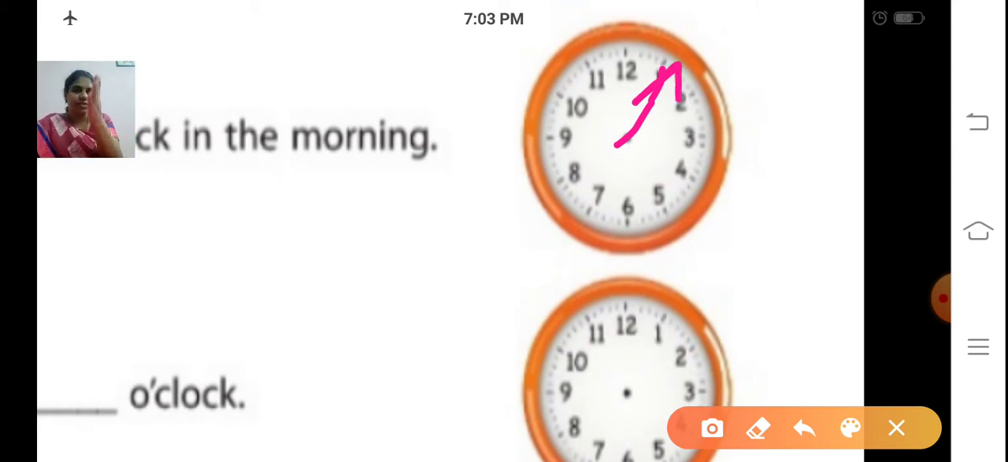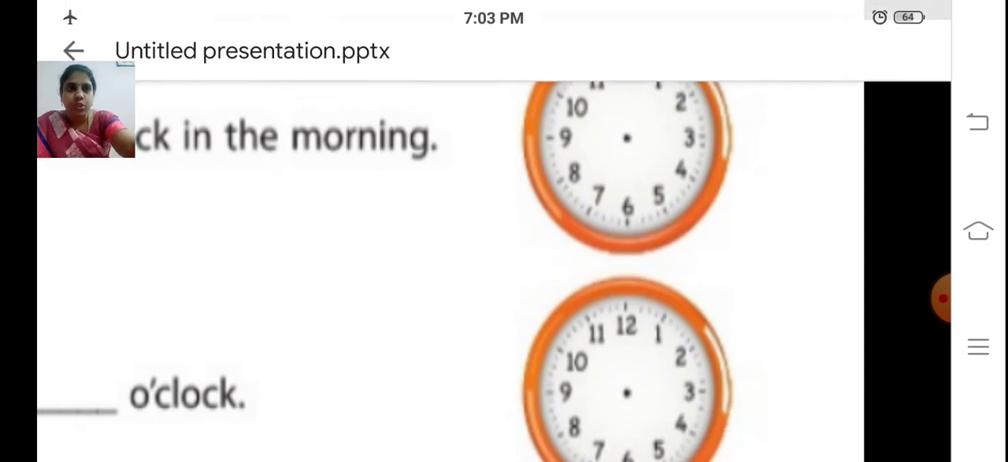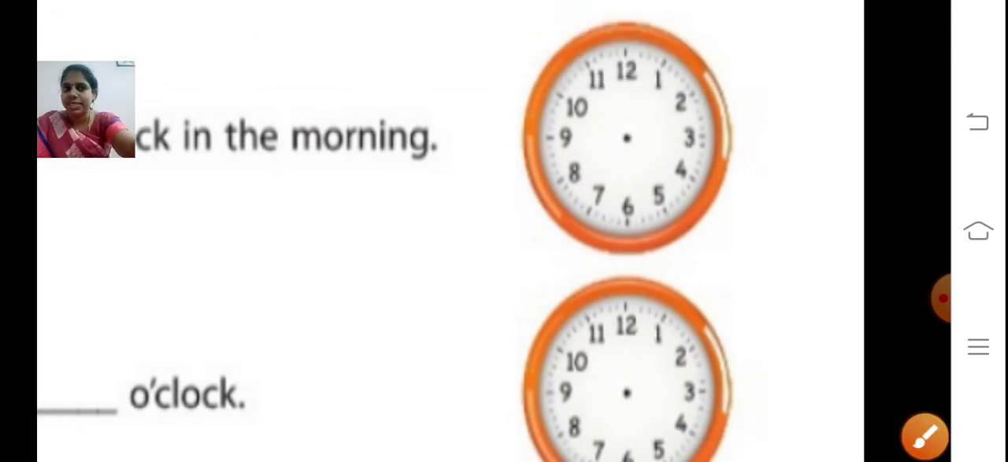You have to read the inner lines. Each small line represents 1 minute. So 1, 2, 3, 4. When it crosses 1, that means 5 minutes. After that, 6, 7, 8, 9. So if it is at 2, that means 10 minutes.